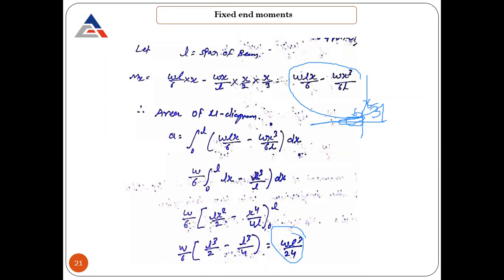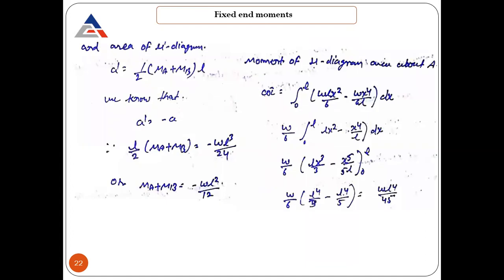Fine. So from there, simplifying, now take the M/EI' diagram and try to get the values. So the trapezium area is nothing but half of those heights into the L, or length, half MA plus MB into L. So we know that the area of one to the other will be, one is positive, other will be negative. The summation should be equal to 0. L by 2 into MA plus MB equal to minus WL cube by 24. MA plus MB is equal to minus WL square by 12.